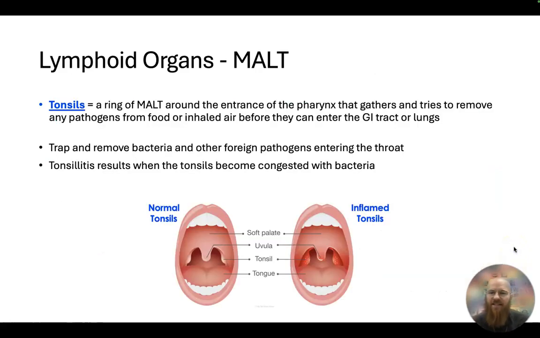The tonsils are just this ring of tissue around the entrance of the pharynx that gathers and tries to remove any pathogens from food or inhaled air before they can actually enter the throat, the GI tract, the lungs, etc. They trap and remove bacteria and other pathogens before they get to those locations. And then sometimes they do their job so well that there tends to be a buildup of that bacteria. And whenever this happens and we have that inflammation, we call that tonsillitis. You can see an image of what normal and what inflamed or engorged or congested with bacteria might mean for a tonsil in the image below.